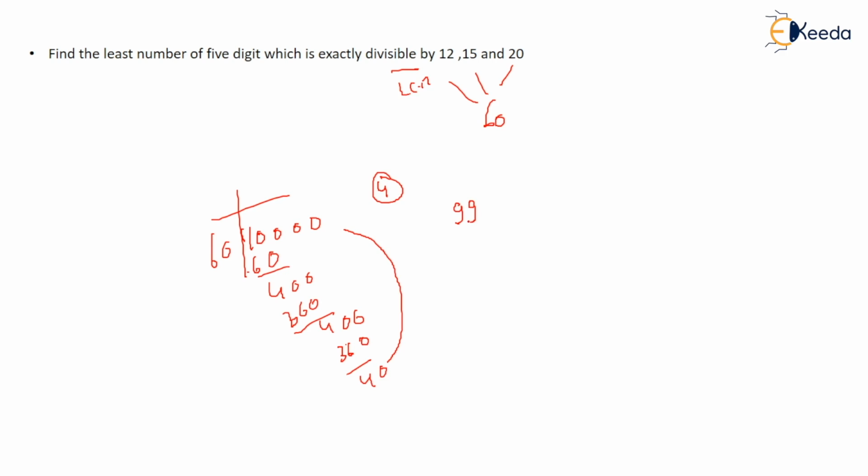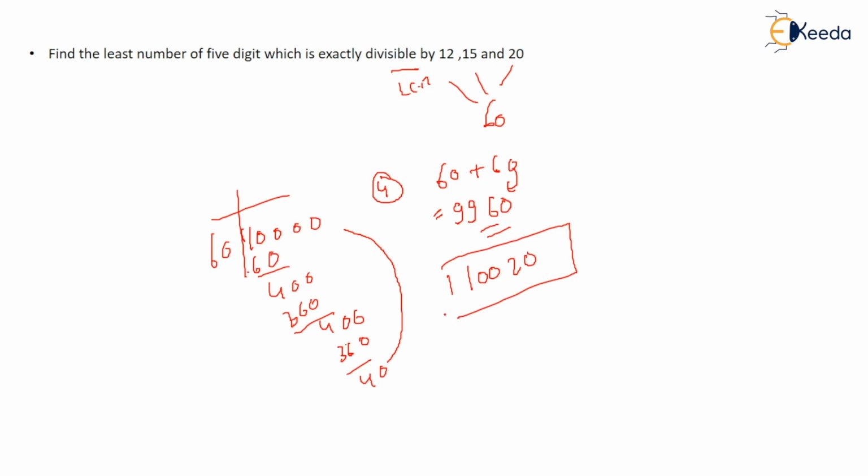9, 9, 6, 0, right? This was the last number that can be divided by what? 60. If we add 60 to it, this will be the least 5-digit, right? Least 5-digit that can be divided by this. So the answer will be 10020.